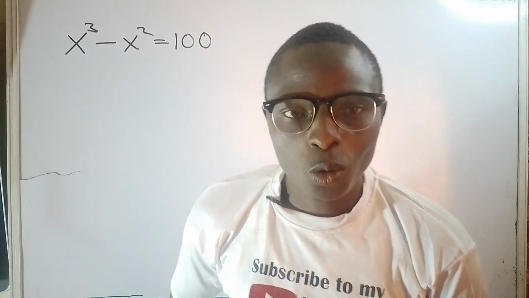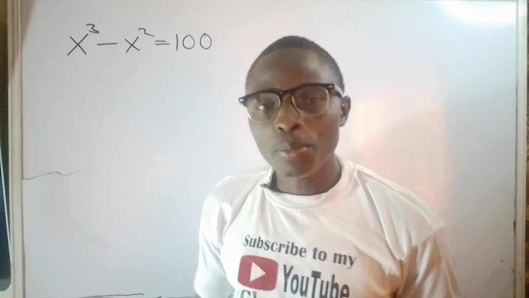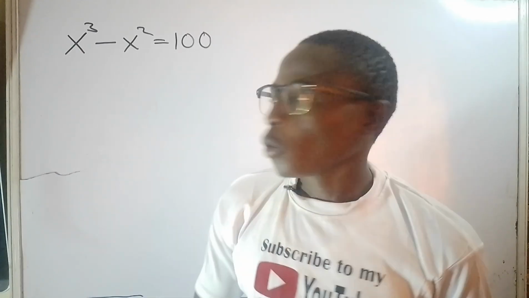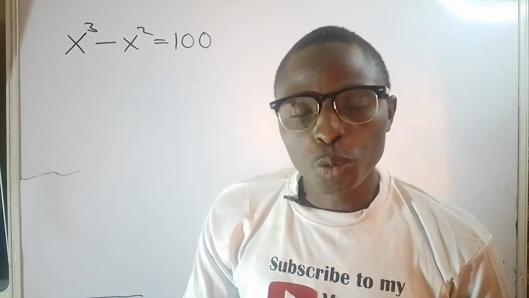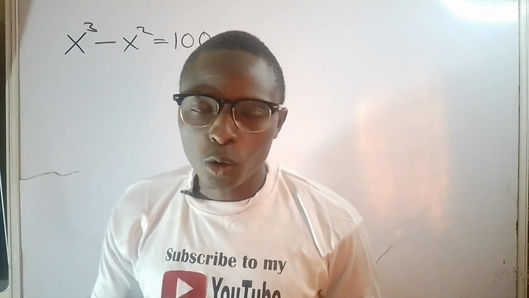In today's class, we are going to consider this Olympiad question. The question on the board says x cubed minus x squared is equal to 100.